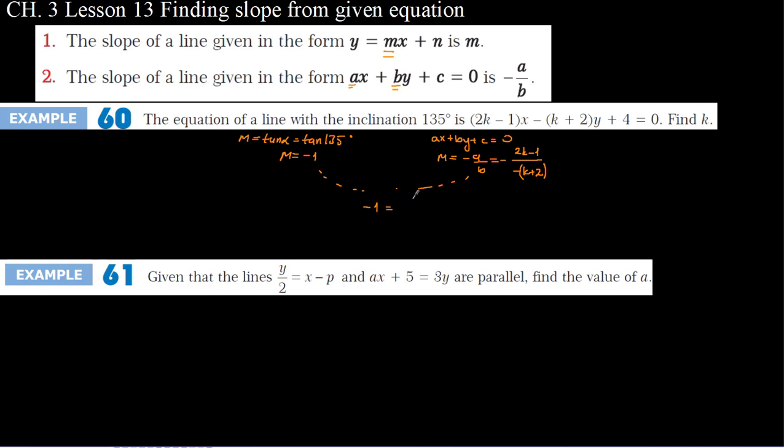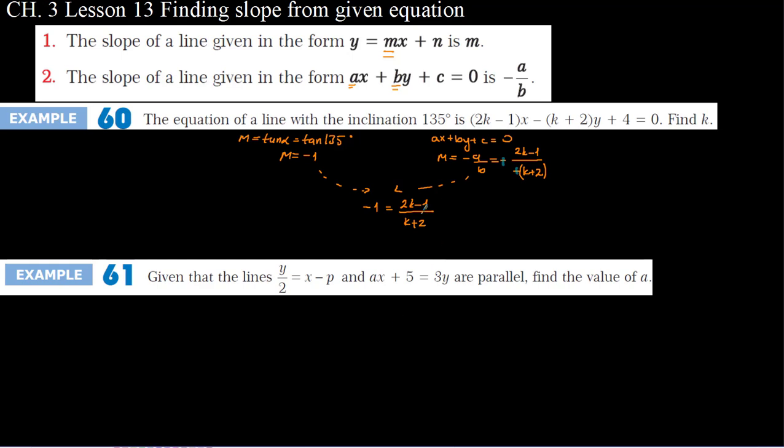which means that minus 1 is equal to (2k - 1) divided by (k + 2). What happened to the minus sign here? Since there are two minus signs, minus and minus, they are divided and they become plus. So I can do it like this: they become plus and we simplify them.